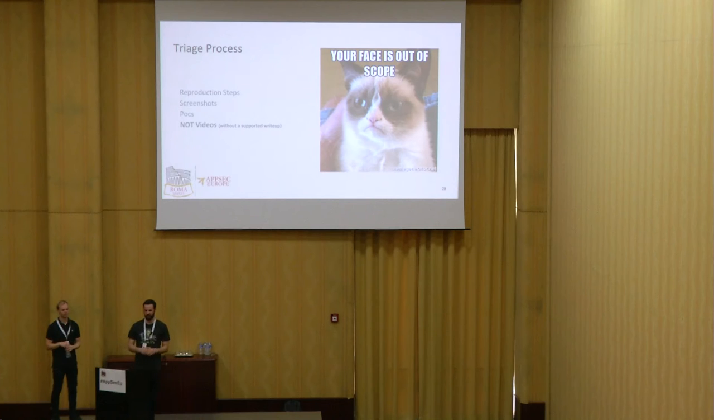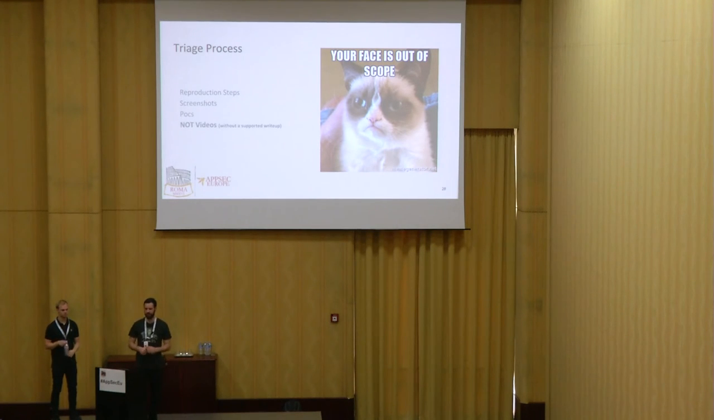So these are a couple of points which should be in a submission that will help you do the process really fast. It's good for the researcher because they know what to submit if they see this, but also for the company, because they can look, and if a submission is missing some of these points, it's probably a good idea to just ask for this information before you start investing time to reproduce the issue.